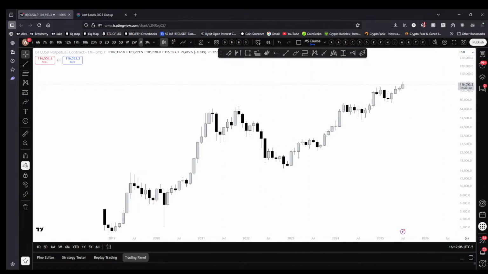Let's go over what we're going to go over today. We're going to go over market structure, internal and external. We're going to go over supply and demand, order blocks, breaker blocks, liquidity sweeps, equal highs, equal lows. We're going to do some live trade setups, and we're going to go over volume confirmations and how to identify trades.